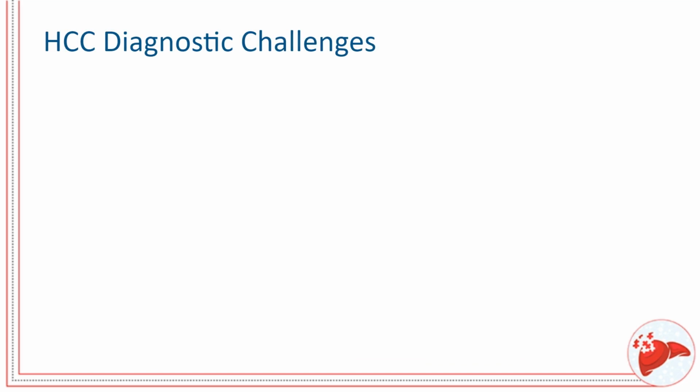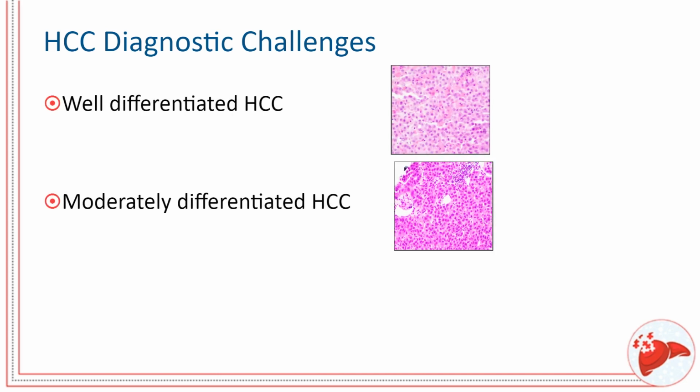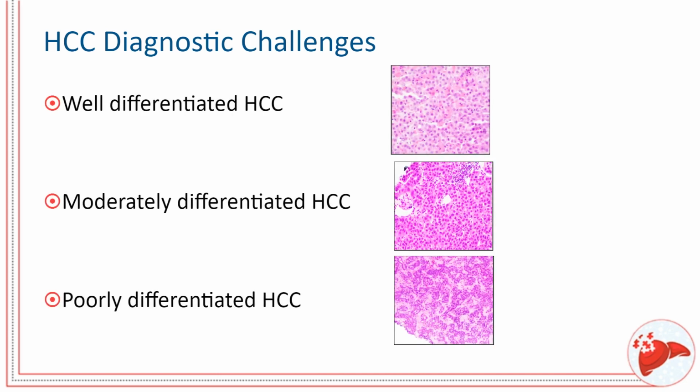Based on the morphology, hepatocellular carcinoma can be further classified into well-differentiated, moderately differentiated, and poorly differentiated. The diagnostic challenges basically are on the two ends, the well-differentiated and the poorly differentiated. So I'm going to talk more about the well-differentiated hepatocellular carcinoma. Dr. Rondell Graham will talk about the poorly differentiated hepatocellular carcinoma.